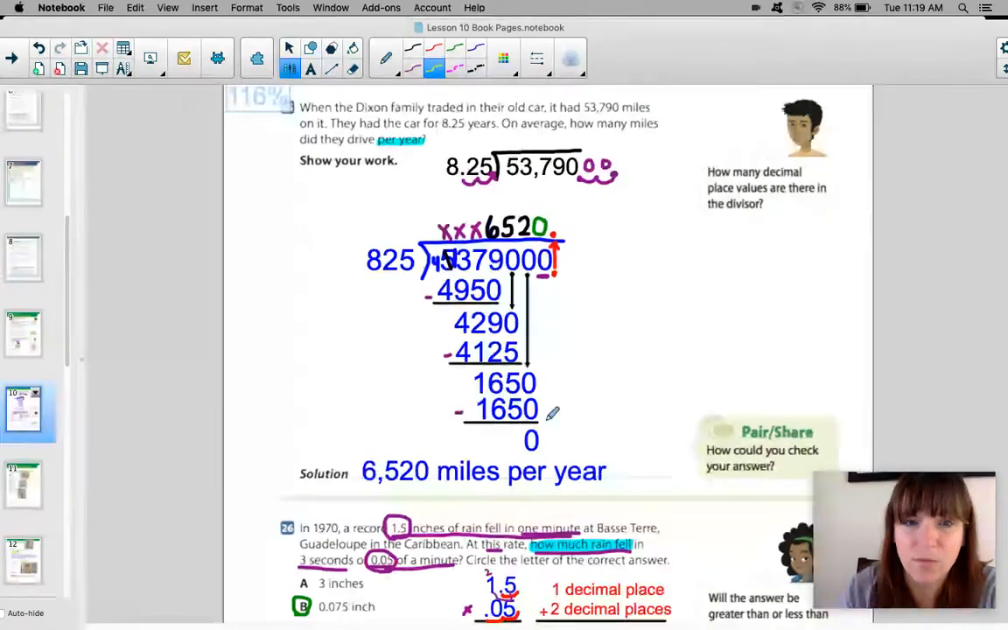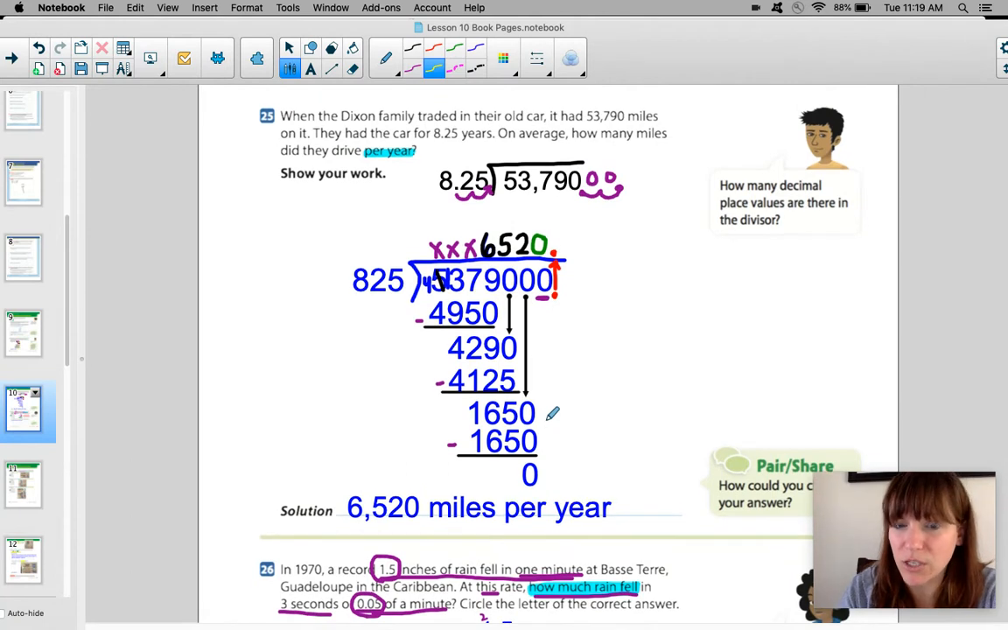Moving on to number 25, how do we know it's division? It's asking us per year. How many miles did they drive? So you have the total mileage over the 8.25 years they've owned the car. So that is asking us per year, divide up the miles per year being owned to figure out, on average, how many miles did they drive.